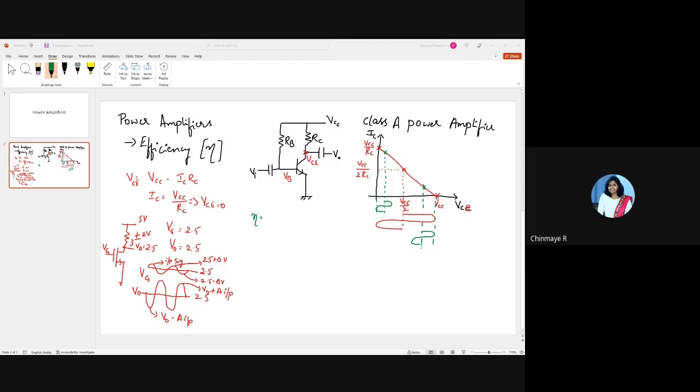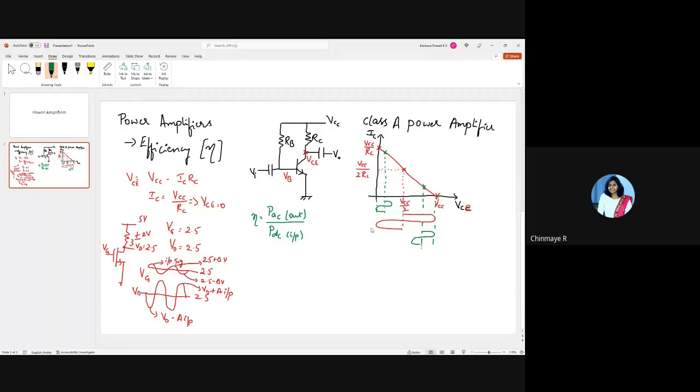Okay, let me remind you. So basically the definition itself says how much of DC power, how much of VCC is getting converted to output AC power. So therefore this is nothing but PAC at the output divided by PDC input power. Okay, this is the definition. So now this is the AC output. Now let's calculate the efficiency when the swing is maximum.